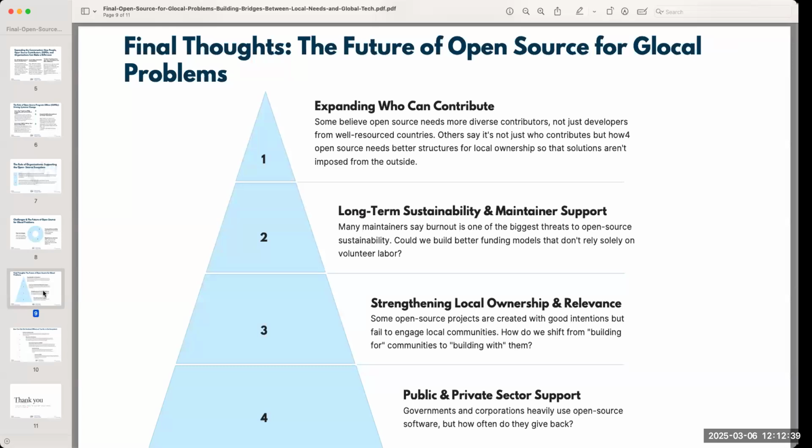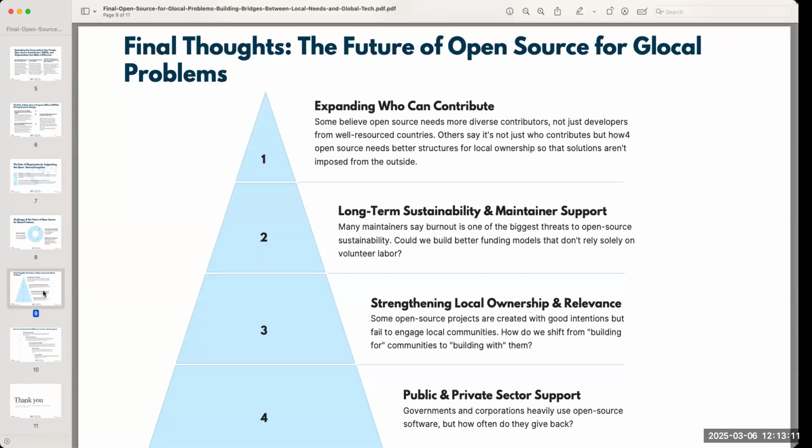So there are different perspectives on what needs to change in open source. I think we can expand who can contribute. Some people believe open source needs more diverse contributors, not just developers, and that open source needs better structures for local ownership so that solutions aren't imposed from the outside. That's a very interesting one.